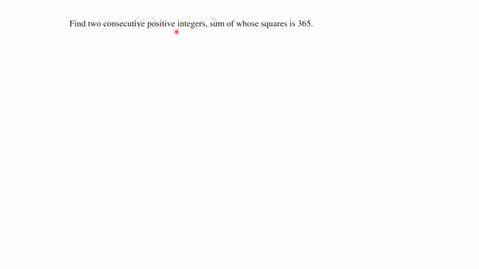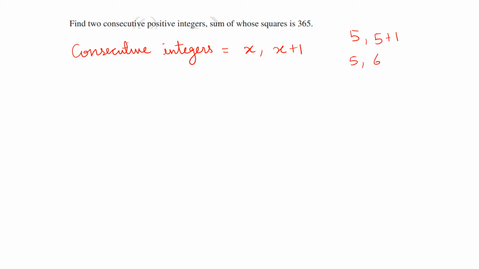Find two consecutive positive integers, the sum of whose squares is 365. So already we told that when they have given consecutive integers, you have to take one integer as x and another integer as x plus 1, right? So when you take 5 for x, then 5 plus 1, 6 is your consecutive integer. 5, 6 are consecutive, meaning next terms, right? Sum of whose squares is 365.